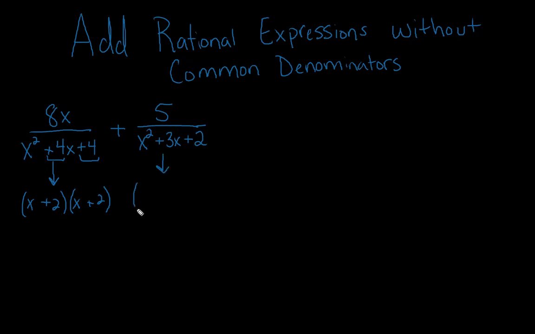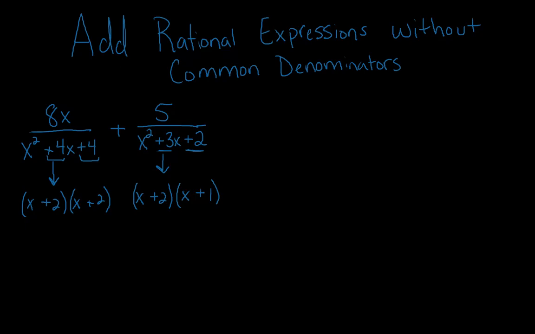Factoring this one on the right, again, breaking it into two binomials. What are two numbers? Well, I should start at the beginning. We'll put the x's in the front. And two numbers that multiply together to give us positive 2, but when we add them, give us positive 3. Well, that's pretty simple. It's going to be positive 2 and positive 1. So here we have them factored, but now we need to find our least common denominator.